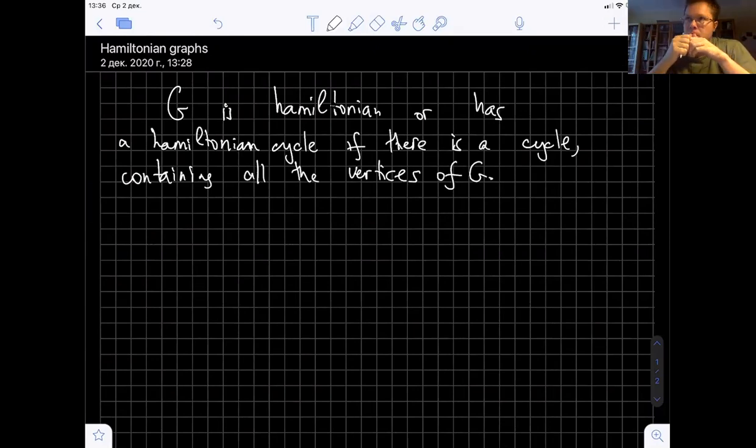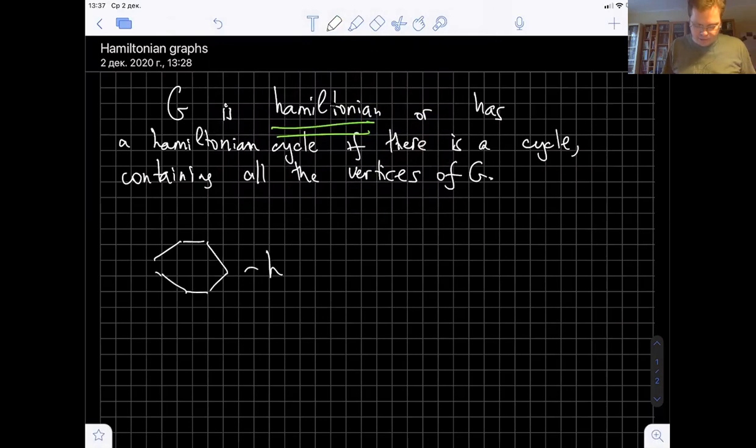And of course, we consider a cycle, so we don't want to visit the same vertices two or more times. We need to meet every vertex exactly one time. So we want to find a cycle in our graph. Of course, for some graphs it is easy to find the Hamiltonian cycle. For example, if you have just one cycle, it's a Hamiltonian graph.